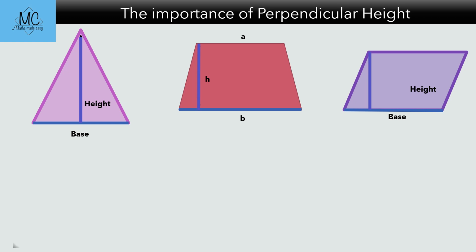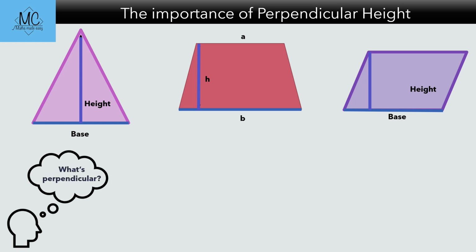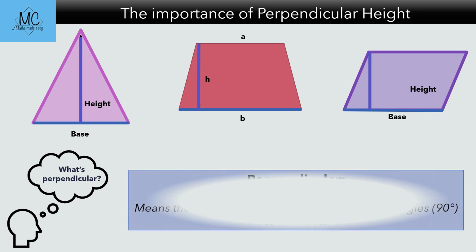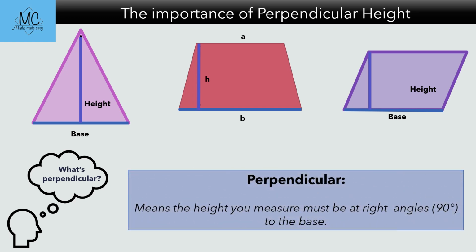Now the question is, what is perpendicular? Perpendicular is a line which makes a right angle, or a 90-degree angle. So in this case these three make a right-angled triangle. Hope it is clear to you all what a perpendicular line is.